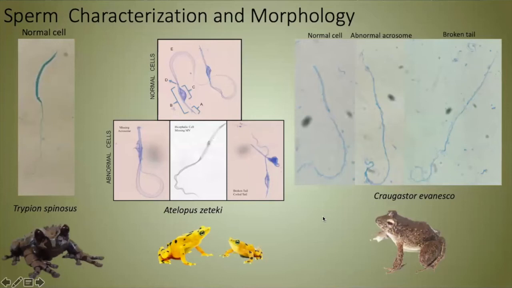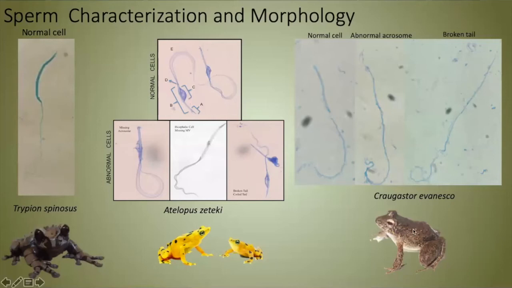Another interesting factor: in these three examples, we have three species here. Tripion spinosus reproduces in tree holes full of water. This is static water. This is Panamanian golden frog that reproduces in streams with current. So the sperm needs to swim many times against the current.